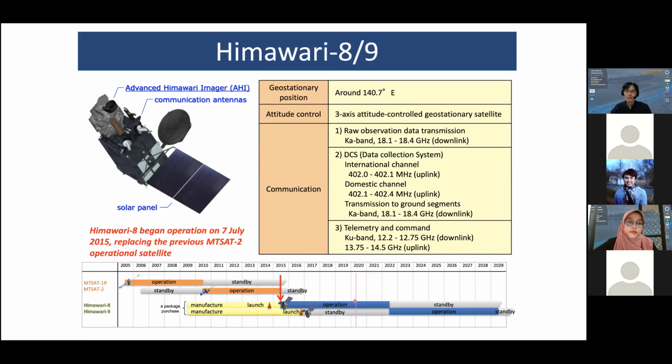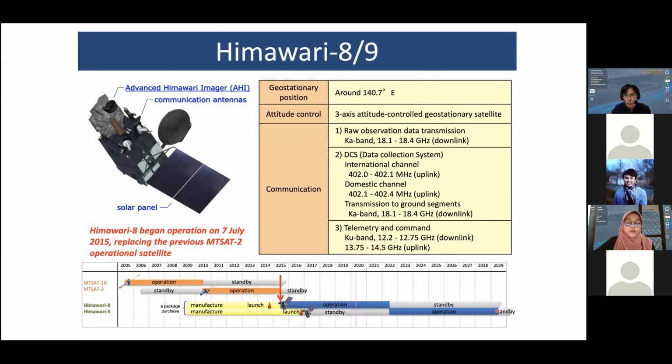And after that, we plan to switch from Himawari-8 to Himawari-9 in 2022. Currently, JMA plans to operate Himawari-9 until 2028. So for more than 50 years, we will be able to get the data.